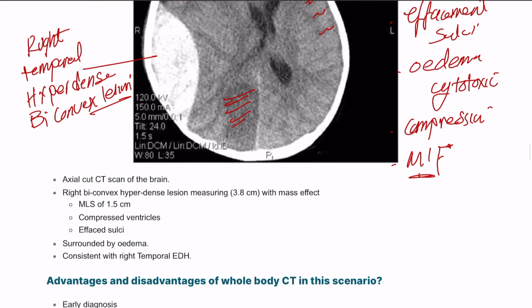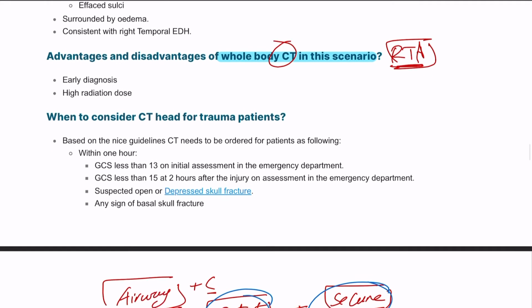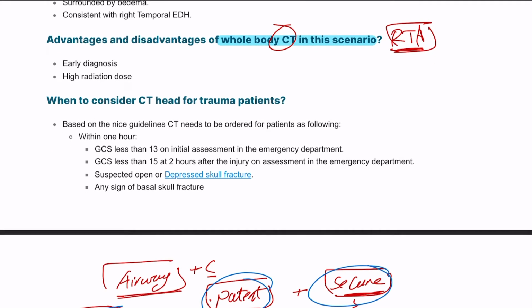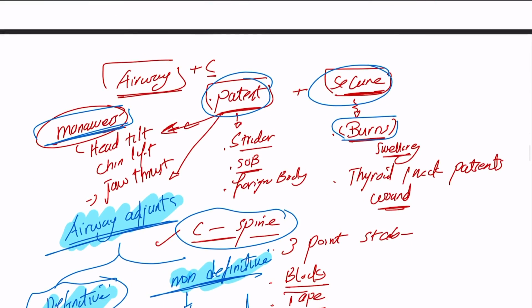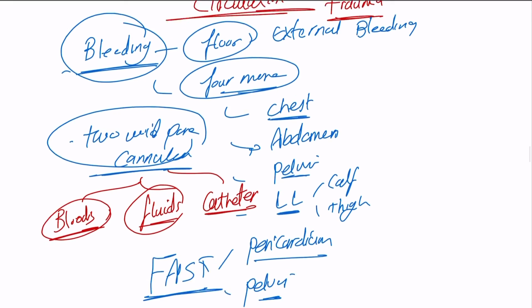All right. Great. Advantage and disadvantage of doing a whole body CT scan in this scenario. So let's assume the patient is polytrauma, or actually it was an RTA. So doing a whole body CT scan can be very helpful and quick in diagnosing the patient, but it's a very high dose of radiation. When to consider a CT scan for this patient? CT head scan generally for any patient with a polytrauma.